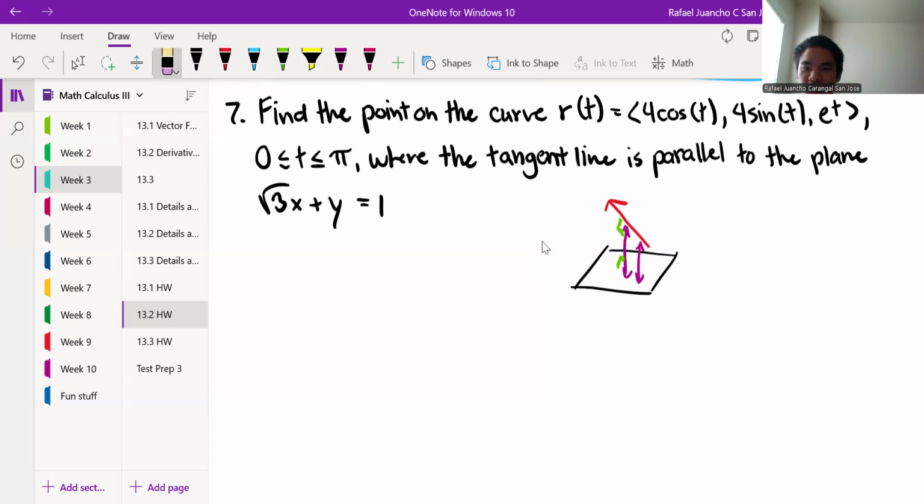So okay, just some stuff that I'm just thinking about. I'm just brainstorming as I go. Maybe one thing to do here, I mean, it's just finding a point on this curve, but that point has to be where the tangent line is parallel to the plane.